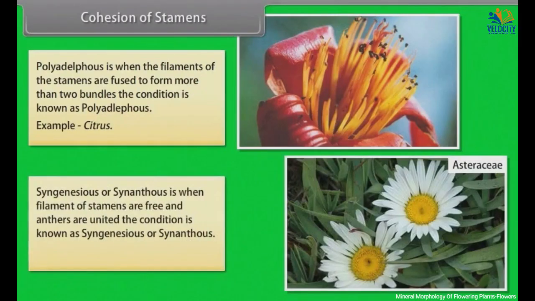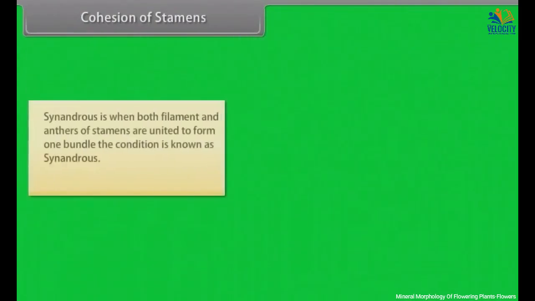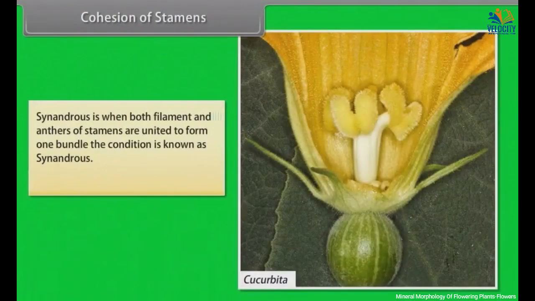Syngenesious or synantherous is when filaments of stamens are free and anthers are united. The condition is known as syngenesious or synantherous. Example, Asteraceae. Synandrous is when both filaments and anthers of stamens are united to form one bundle. The condition is known as synandrous. Example, Cucurbita.